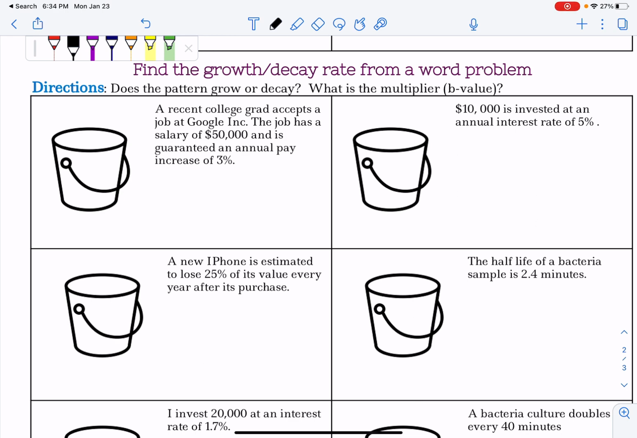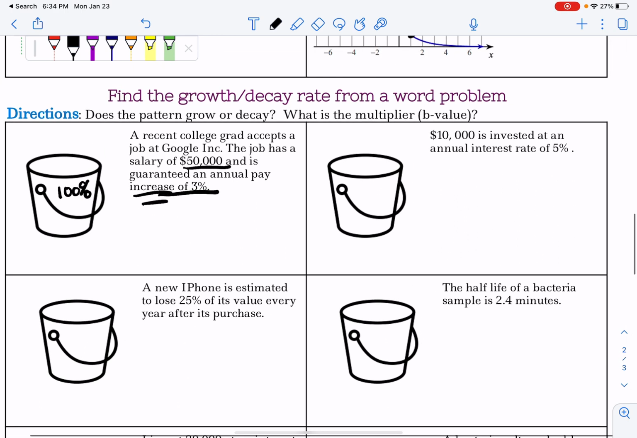So in this first example, you are given a new job, your salary is $50,000 a year, and your guaranteed increase is 3%. If we start with our bucket at 100%, are we going to be adding to our bucket or taking away? Well, this is an increase. An increase means we're going to add to our bucket. What are we adding? 3%. 3% is going to go into the bucket because we're adding 3%. What is our total now in our bucket? 103%.